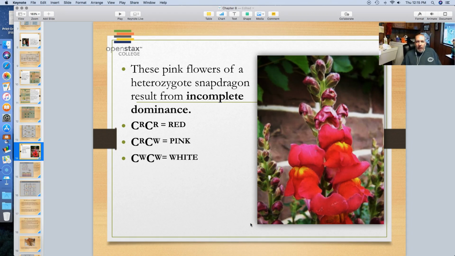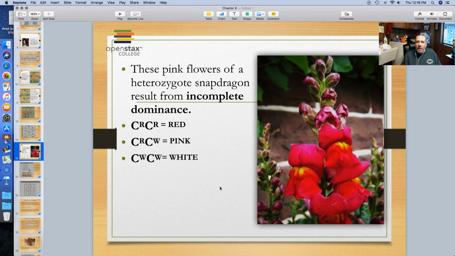Now, remember, we talked about traits being continuous or discontinuous. We also have been talking about dominance versus recessivity. And there actually are a couple other ways that alleles can be expressed in offspring. There are certain living things, particularly in plants, where we can see what's called incomplete dominance. Incomplete dominance.